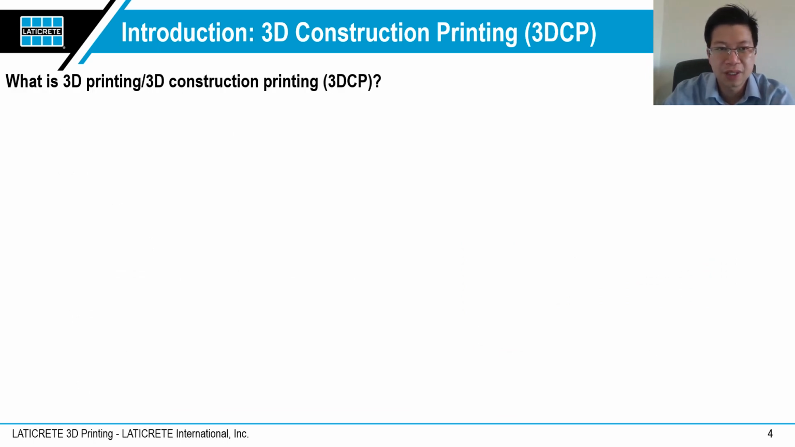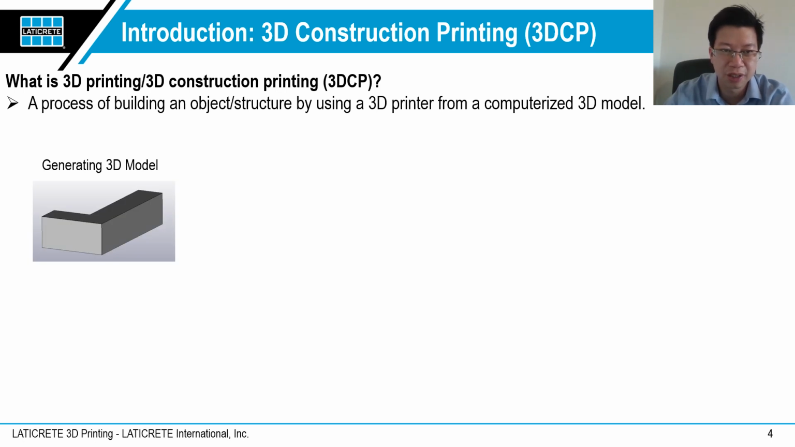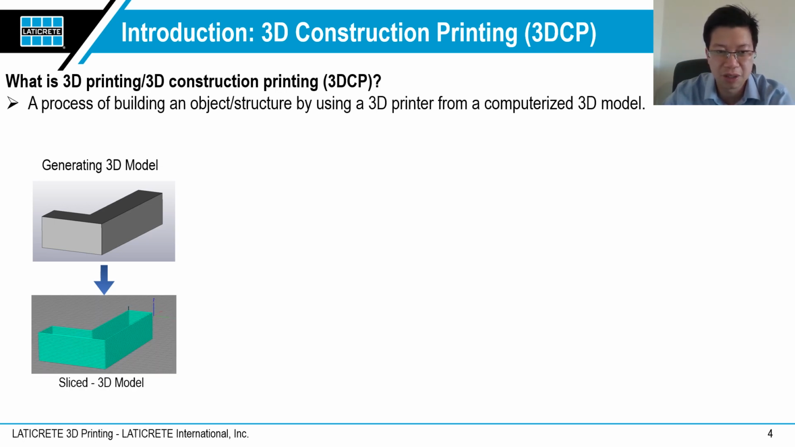So first, let's talk about what 3D printing is. In the construction area, 3D printing is basically a process of building an object or structure by using a 3D printer from a computerized model, a 3D model. So we use a computer to generate the 3D model. You can use AutoCAD or other 3D software. The 3D model is then sliced using slicing software, and by slicing the 3D model, we generate what we call a G-code.